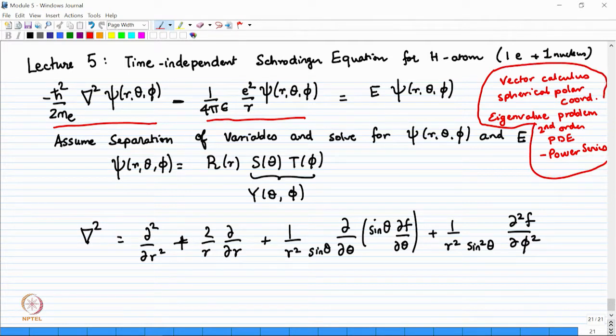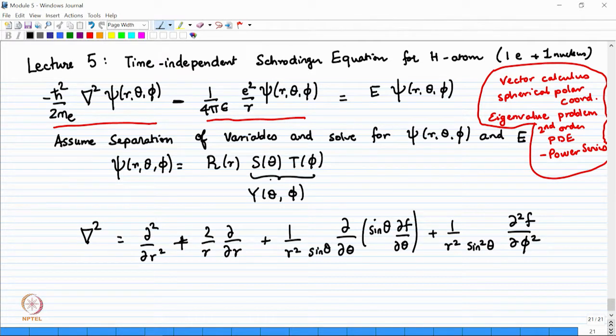So all these various mathematical aspects will be seen in this problem, and that is the reason I want to really highlight this problem. Now, let us start. This is a partial differential equation, a function of r, theta, phi. So we will assume separation of variables to solve for psi of r, theta, phi. What we will write is psi of r, theta, phi as a product of three functions, one only a function of r, the other only a function of theta, and the third only a function of phi. I have just used R, S and T.